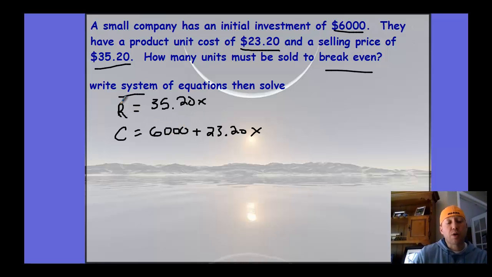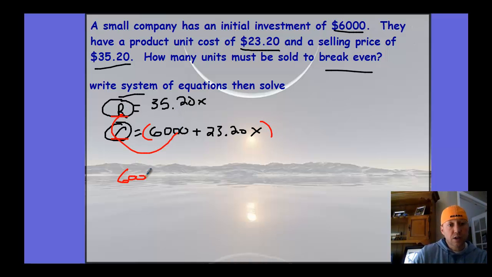What we want to know is when we'll break even. Break even is when our revenue is equal to our cost. And so we're just setting these two equal to each other. It's using substitution because this is C equals R when we break even. So I can take this entire chunk here and substitute it in for R.